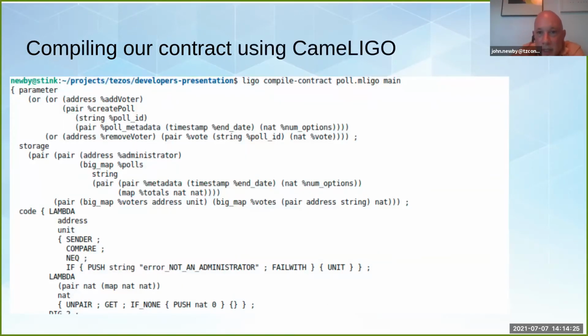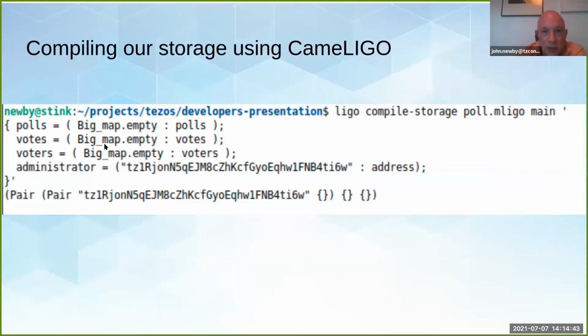So this is an example of compiling using Ligo. So we point Ligo at the contract, at the source code, and at the entry point, and it kicks out some Michelson code for us, which looks like this. We can then also compile our storage with Ligo, and so we put in some empty big maps and the address of an administrator, and what we get out is this extremely terse bit of data which defines the initial storage for the contract.